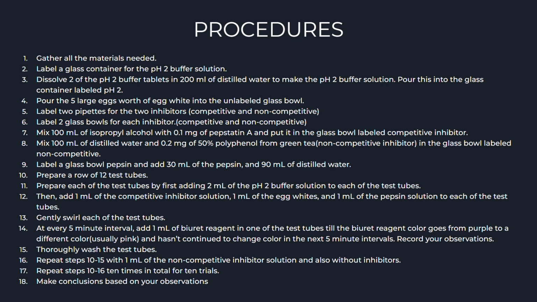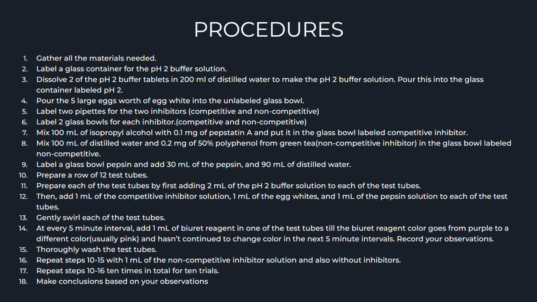Step 9. Label a glass bowl pepsin and add 30 ml of the pepsin and 90 ml of distilled water. Step 10. Prepare a row of 12 test tubes. Step 11. Prepare each of the test tubes by first adding 2 ml of the pH buffer solution to each of the test tubes. Then, add 1 ml of the competitive inhibitor solution, 1 ml of egg whites, and 1 ml of the pepsin solution to each of the test tubes. Then gently swirl each of the test tubes.